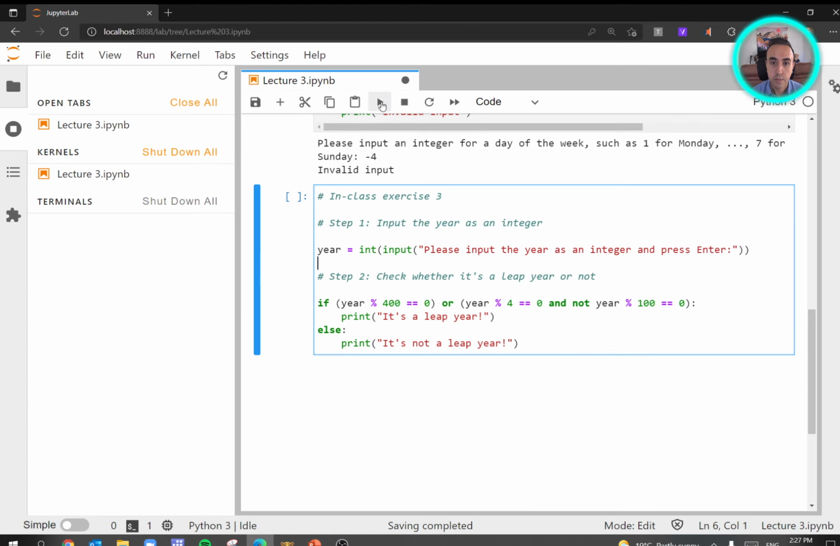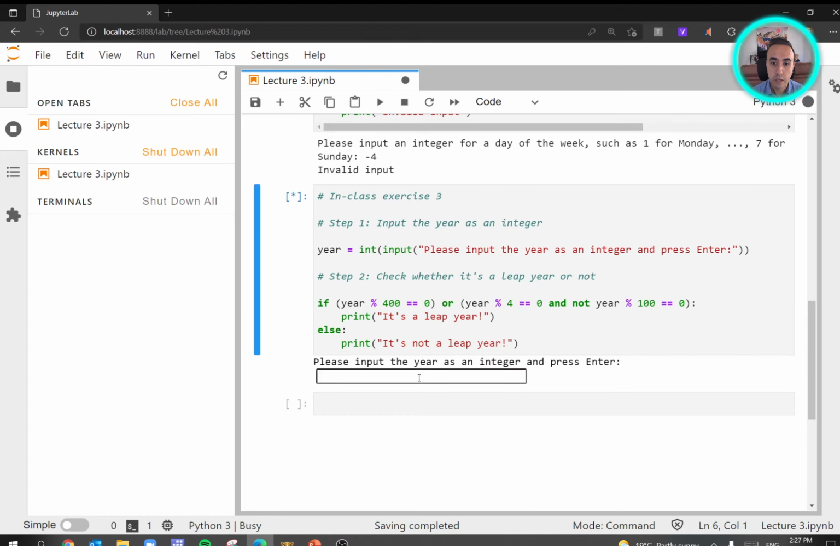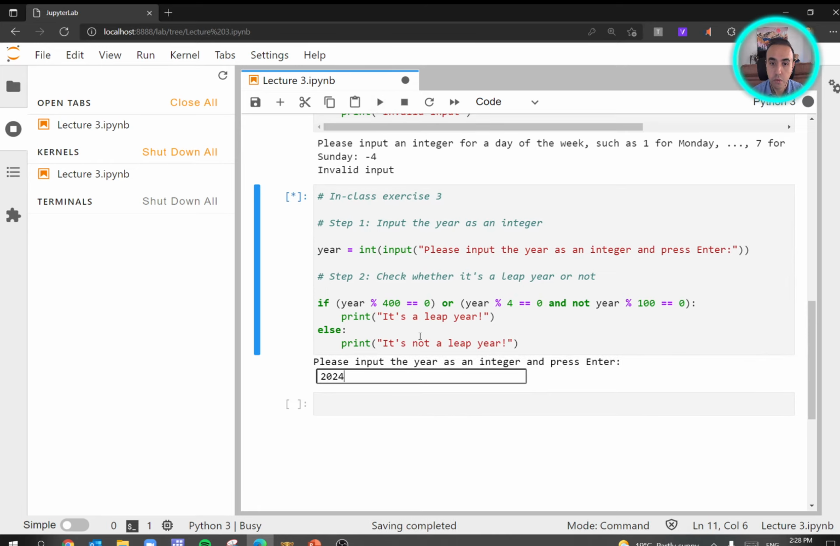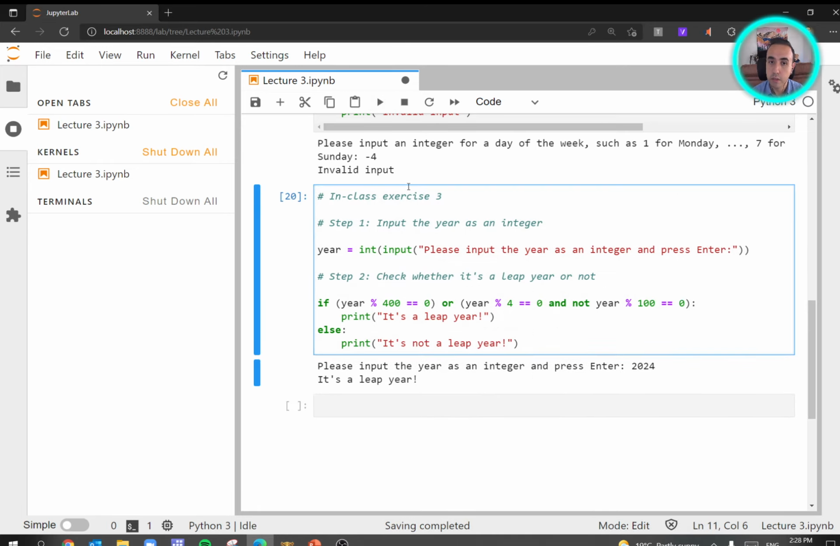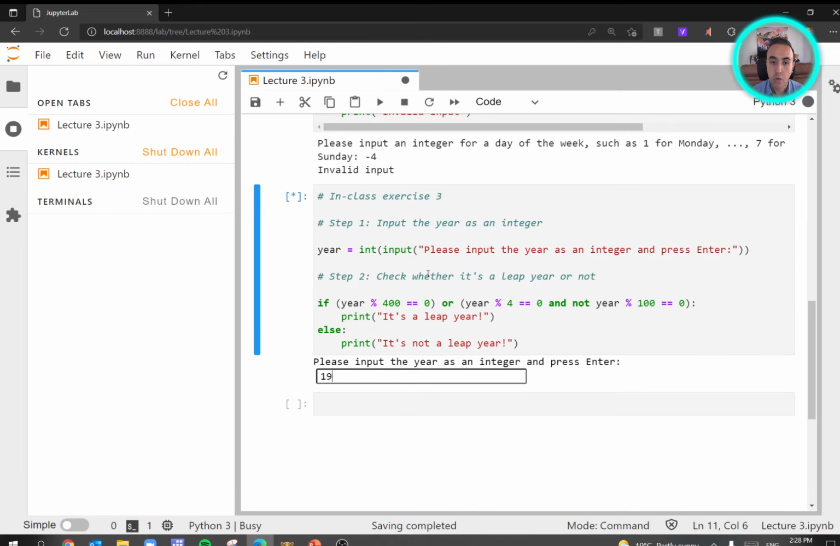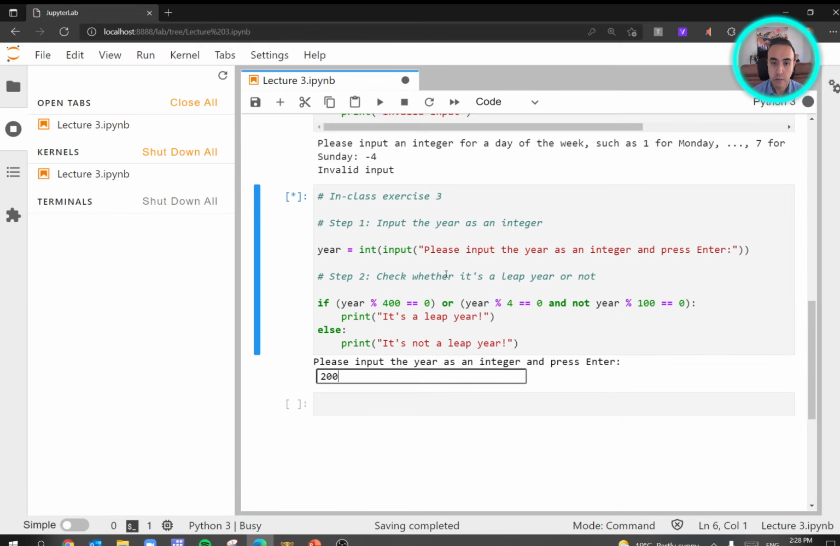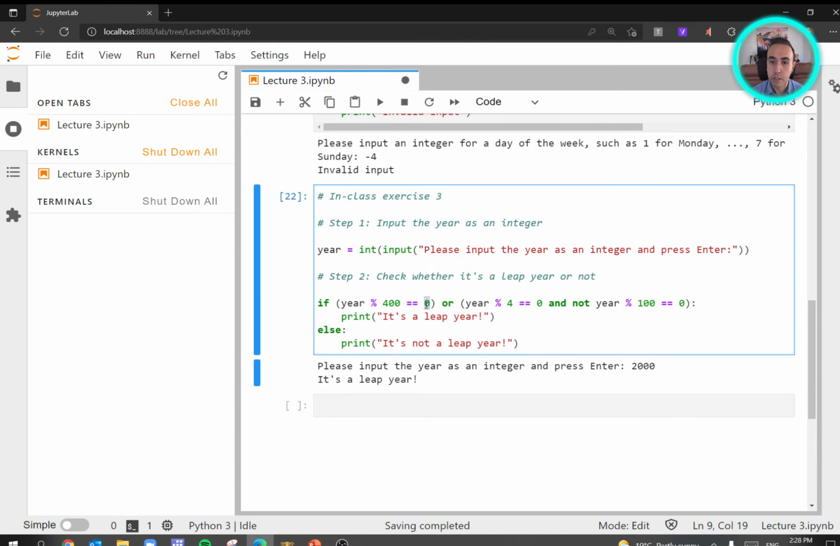Okay, so here: please enter the year as an integer and press enter. Let's say 2021. It's not a leap year. Or try 2024. It's a leap year. How about 1900? It's not a leap year. Oops. Well, I thought every 4 years it would be a leap year. Actually not. So let's do 2000. It is a leap year because it's divisible by 400.